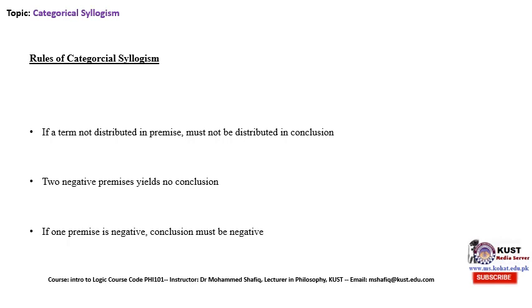The next rule or principle of categorical syllogism is that two negative premises yield no conclusion. If both the premises are negative, we cannot draw a conclusion from these two. How? A negative proposition shows that there is no connection between its terms. Now, if both the premises are negative, it means the middle term does not have any connection with the major and minor terms. And therefore, we cannot draw any conclusion from it.